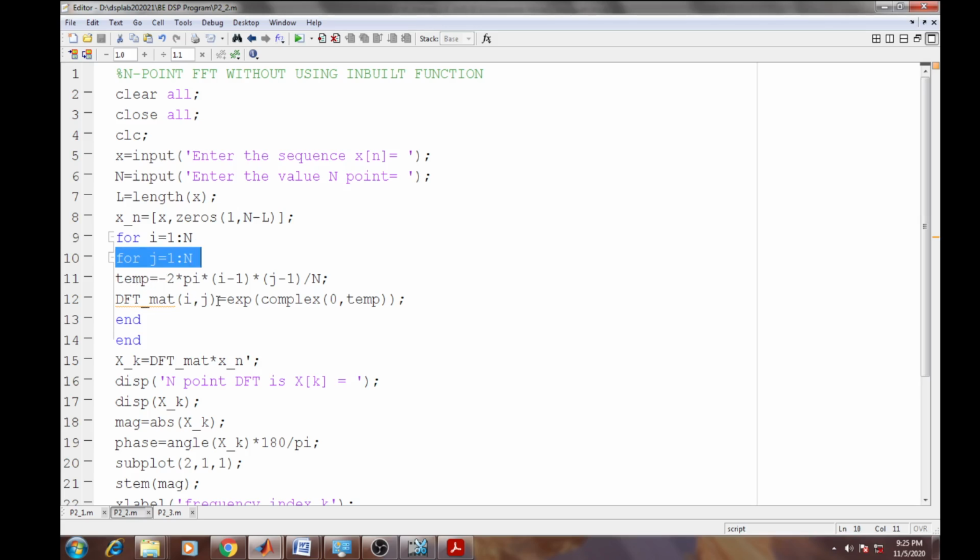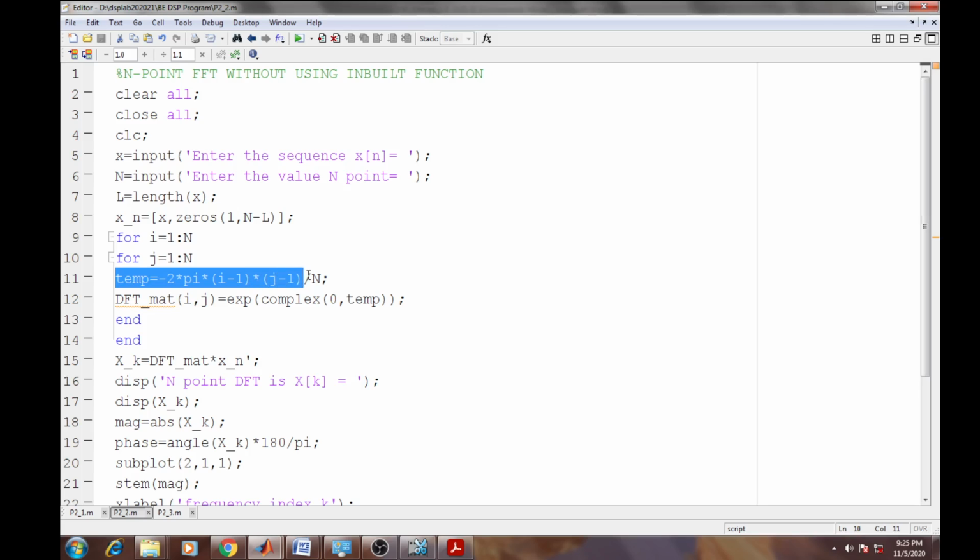Now here we are calculating this formula based on the summation: X of k is equal to the summation from n is equal to 0 to n minus 1 of x of n e raised to minus j 2 pi nk. So the formula is written in that fashion. So temp is equal to minus, a minus sign because of minus j, and minus j 2 pi, i minus 1, where i minus 1 gives the value of n, and j minus 1.